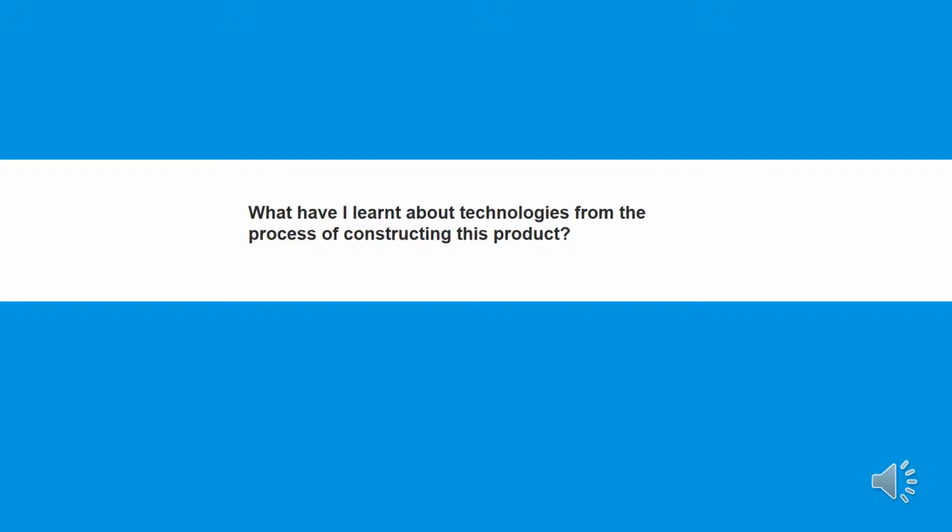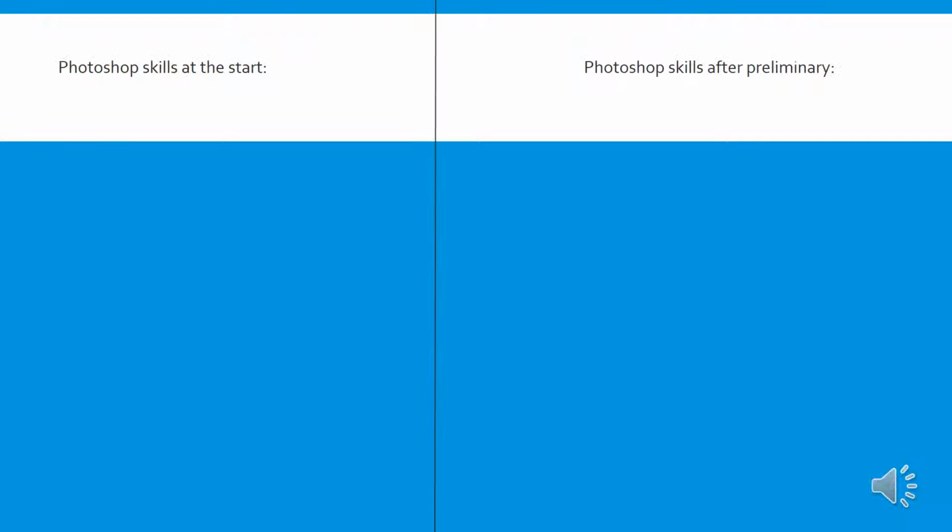Have I learnt about technologies from the process of constructing this product? At the start of my A-level media course, I had a very small amount of skills in Photoshop. The only things I could really do were basic IT skills, having done it in IT-related subjects, moving things around, simple keyboard shortcuts like Ctrl-Z to undo something, Ctrl-Y to redo, Ctrl-F to save, etc.